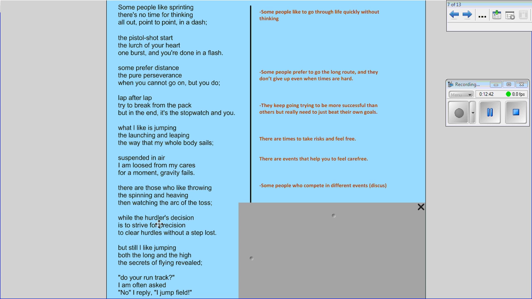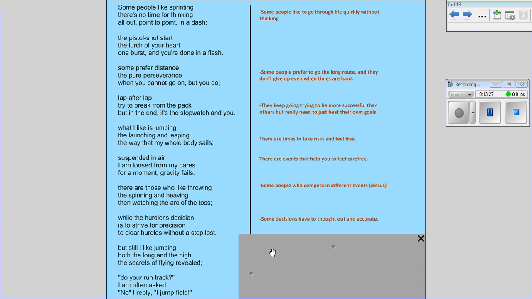Our next stanza goes, while the hurdler's decision is to strive for precision to clear hurdles without a step lost. So go ahead and try to relate this stanza to the real world. What they may be saying here is that some thoughts or decisions have to be thought out and accurate. Depending on what kind of event you're doing or what kind of situation you're in, sometimes you're going to have to be more focused and more accurate. This directly relates to how the hurdler's job in track is to be very accurate and thought out, where that may not be the case in some other track events.